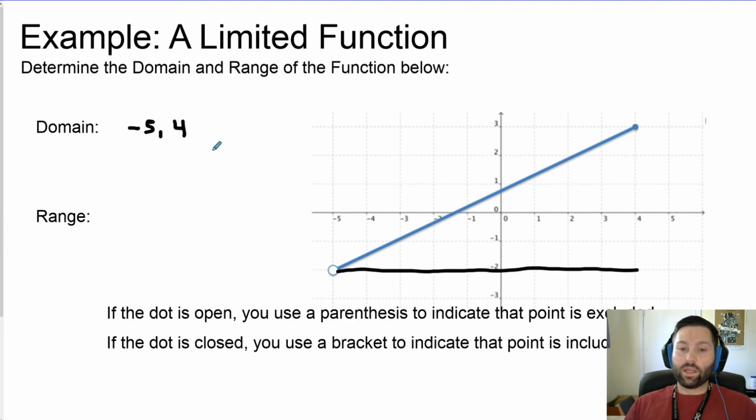So for the domain here, I'm going to use a parentheses for the -5 because this is open, and I'm going to use a bracket for the 4 because this point here is closed.